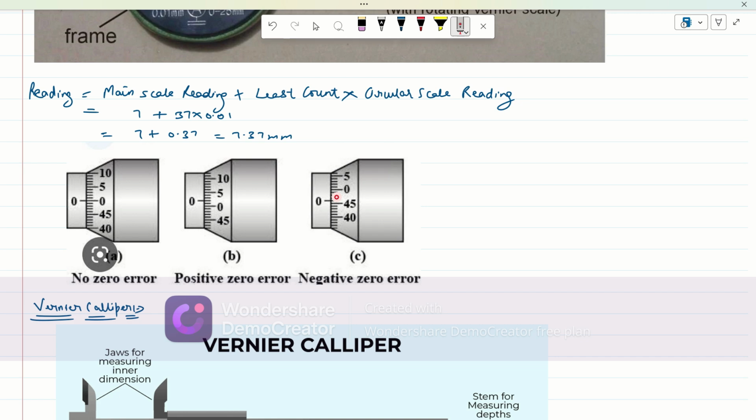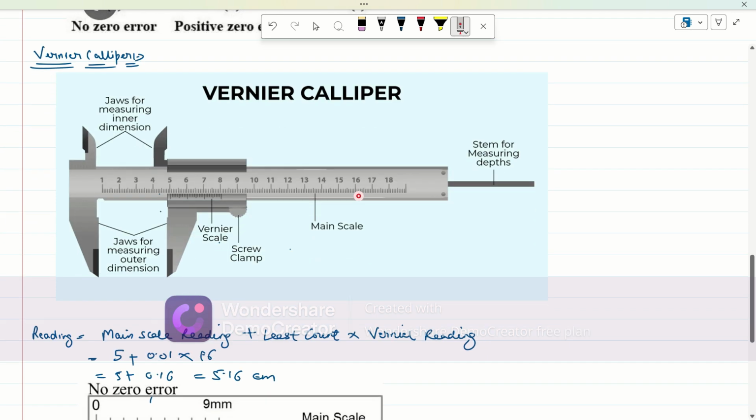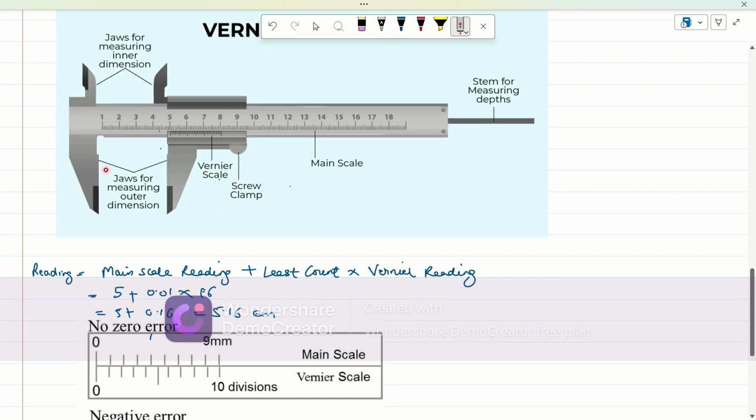Another device to measure thickness is the vernier caliper. In the same way we will take the reading. We will keep the object here and tighten it. Then we will note down the reading. The main scale reading is this. Now this first line is lying after 5, between 5 and 5.1. So our main scale reading will be 5. Then the least count of this vernier is, let's say, 0.01 centimeter.